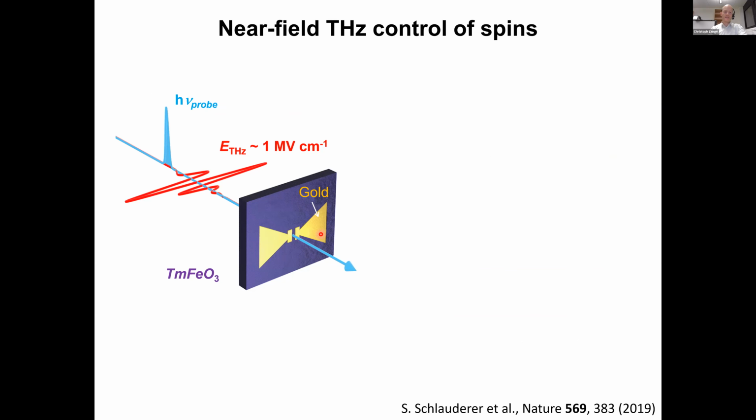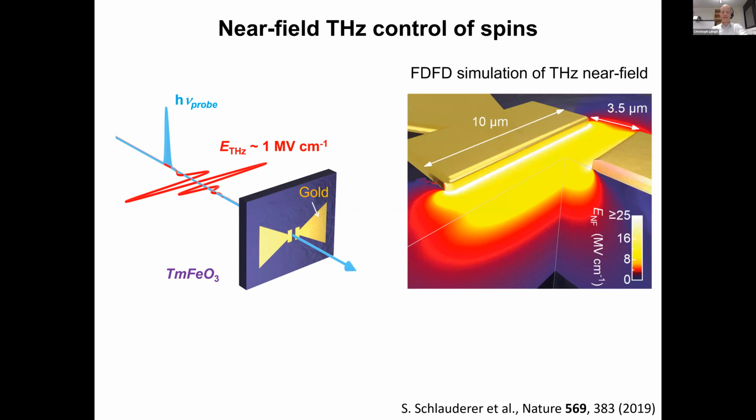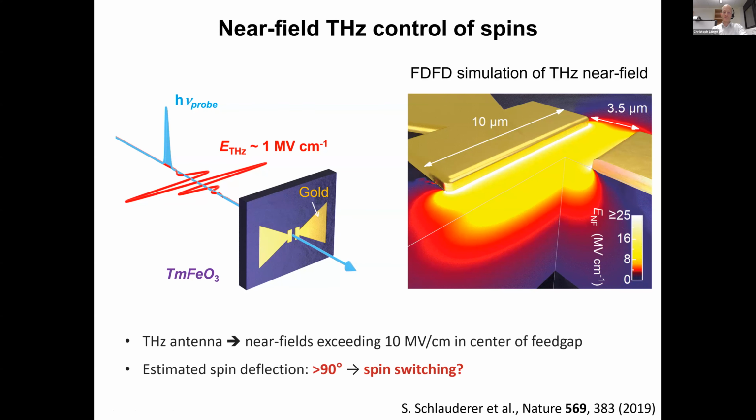The terahertz field excites this particular antenna structure here, and then we have a near-infrared probe that is funneled through the centerpiece of the antenna, and there by Faraday rotation, it probes the magnetic state as a function of delay time. This is a calculation again of the near field property of this antenna. So here we see the near field distribution. It's relatively homogeneous here in the center, with more than 10 megawatts per centimeter right in the center, and the lobes of the antenna up to 25 megawatts per centimeter. So that should be sufficient to actually drive terahertz induced spin switching.